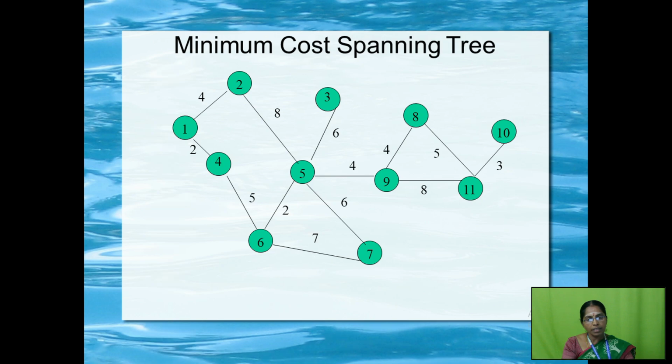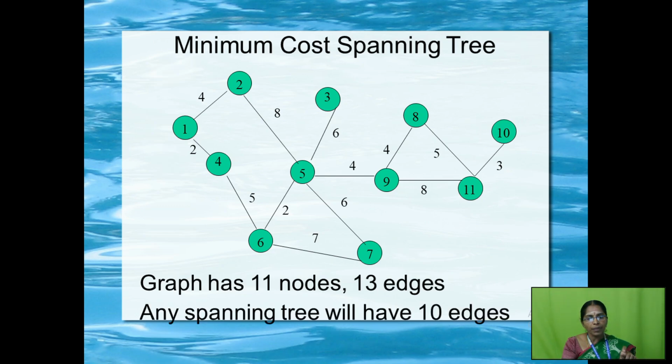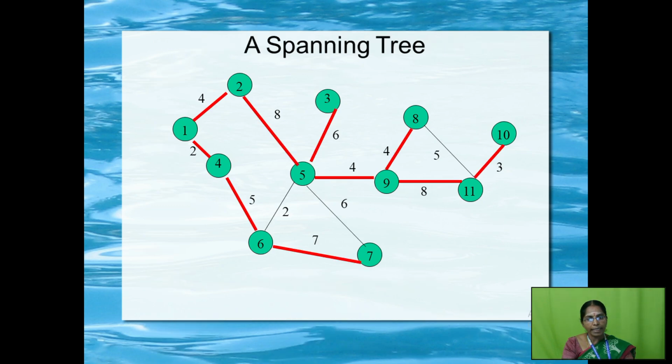So consider this is a graph. From this graph we have to finalize how many nodes are in the graph in total: 11 nodes. How many edges are we having? 13 edges. In the spanning tree we are having 10 edges. So this is a spanning tree. We are going to calculate the minimum cost from the given graph. The red color indicates the minimum cost among all the nodes. So this is the cost of 51.